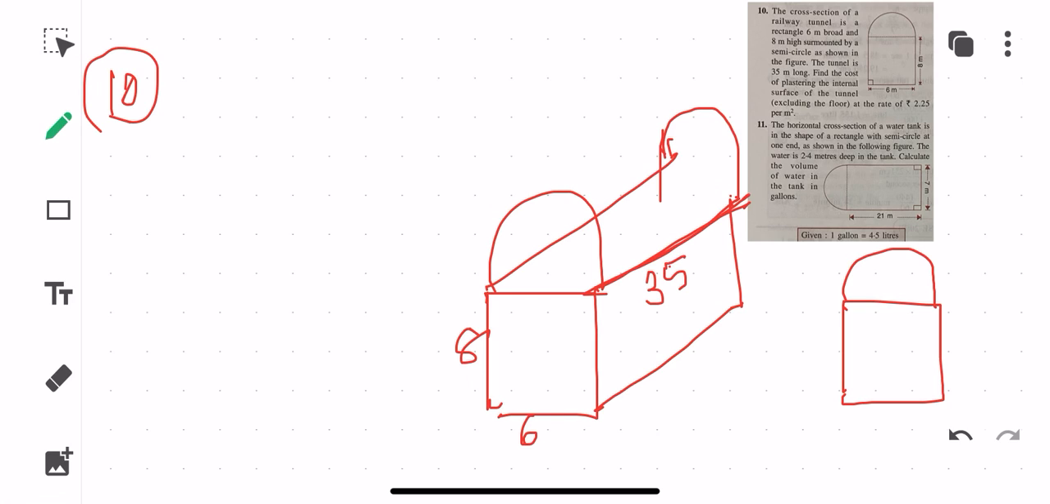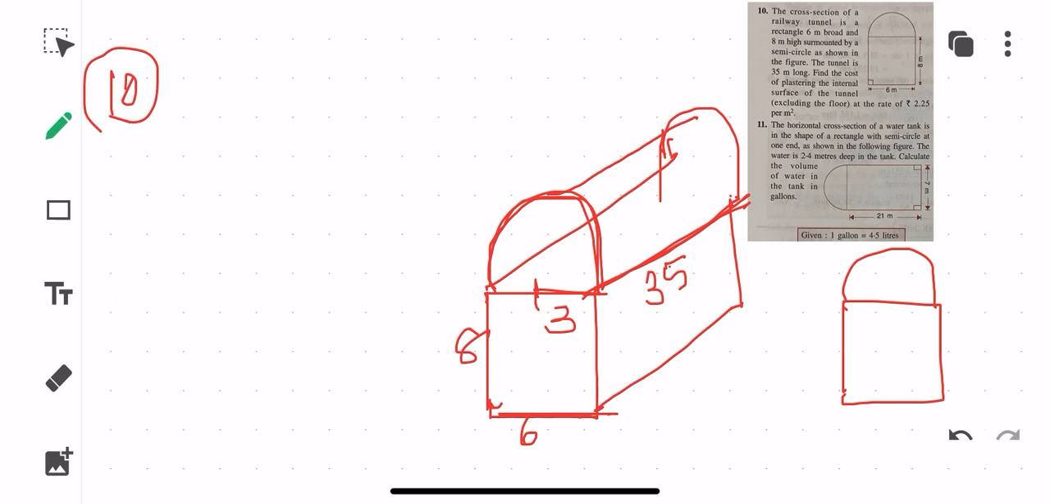Now you have to find the cost of plastering the internal surface of the tunnel. Of course you are not including the base surface. So here what you will be writing, children, because see the radius, if you see this particular semicircle, the radius will be equal to how much, children? The breadth is equal to 6, so the radius will be equal to 3. If you see, this is actually acting as half of a cylinder.